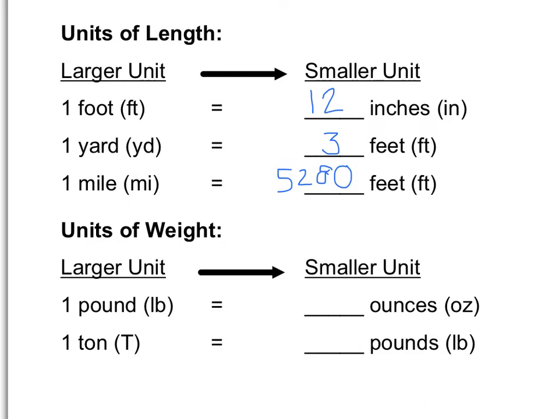Then you also have units of weight. 1 pound is 16 ounces. And 1 ton is the same as 2,000 pounds. Again, I'm on the next slide, but if you're not ready, pause this, write them down, and then move on.